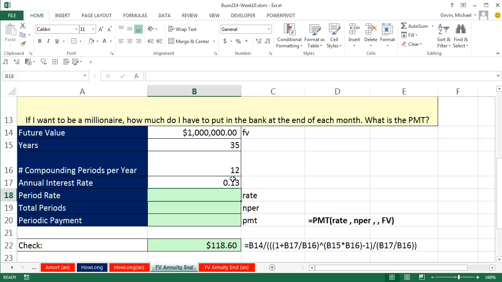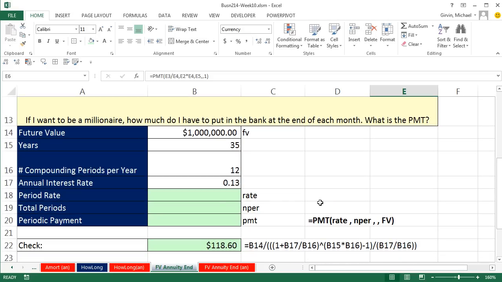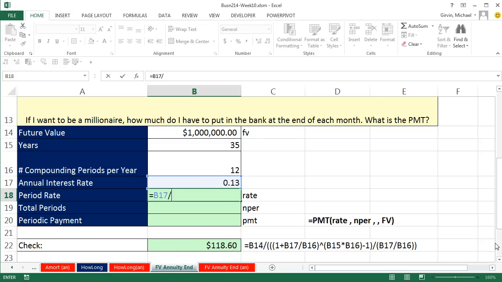Now, the PMT function is the function we've seen the most throughout this video. We saw it for loans. Now we're seeing it for investments, right? Or even up here, how much do we get to withdraw once we have $866,000 here? The question is, how much do I have to put in the bank to get $1 million? So my target is in the future $1 million. All right, period rate equals 13% divided by 12. Enter. Total number of periods equals 12 times 35 years.